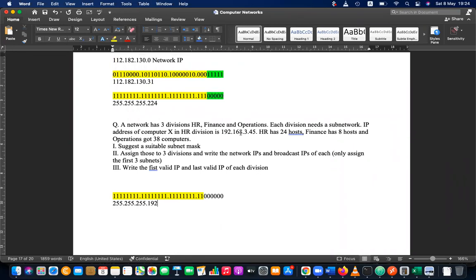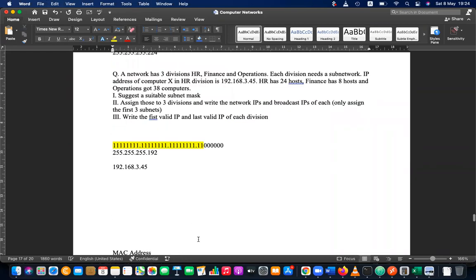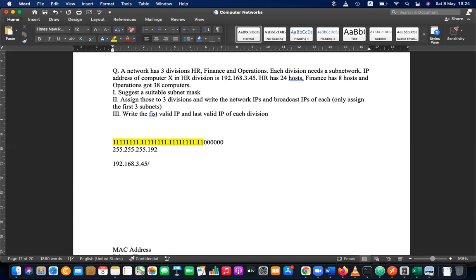Now an IP address has been given. Right, you are given an IP address and now you know the value is what? 24 and 26 is the value. Then from that you find the other. Now tell me the network IP of HR.